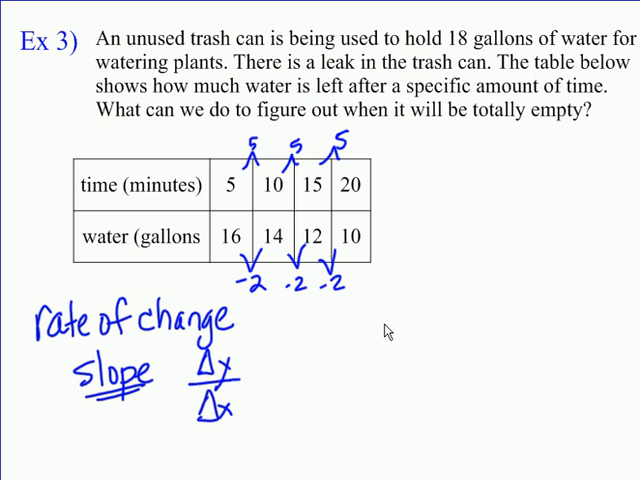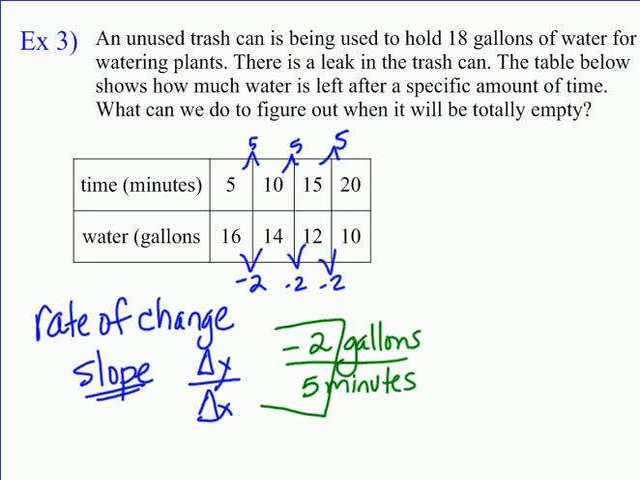So if we were to write a rate of change, we would say that we are losing 2 gallons of water every 5 minutes. And that's what this negative 2/5 represents. That's our slope: we're losing 2 gallons of water every 5 minutes.